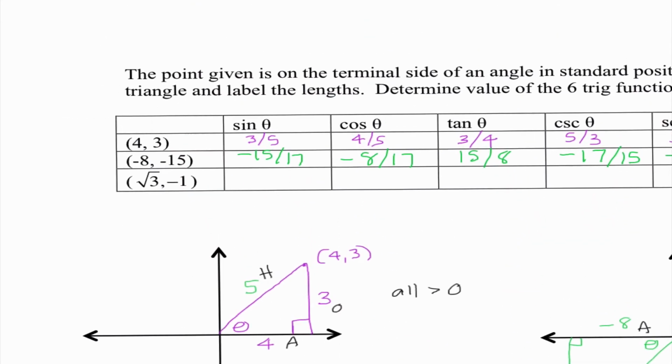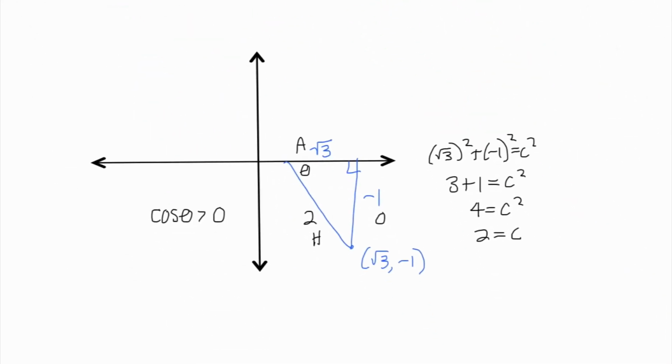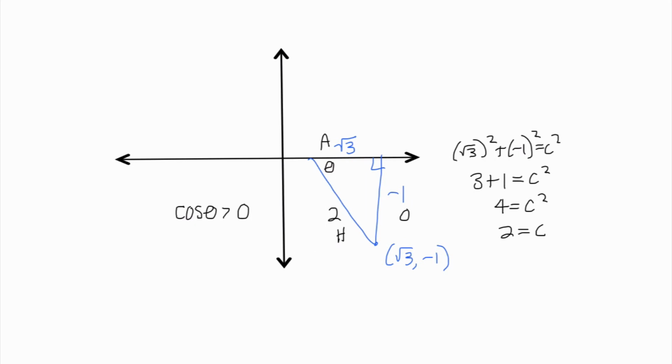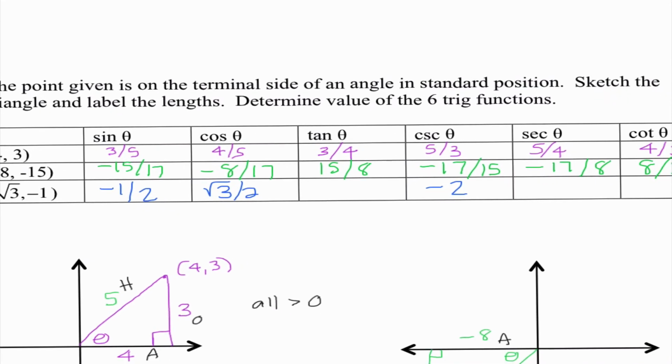So I'm going to go ahead and bring it up here. I know that the reciprocal of sine is cosecant, and to save me some time from scrolling back and forth, I'm just going to write cosecant of theta is negative 2. Okay, going back. Cosine is adjacent over hypotenuse, so I have radical 3 over 2. So I'm going to make cosine radical 3 over 2. Secant would be 2 over radical 3, which we would write as 2 radical 3 over 3.